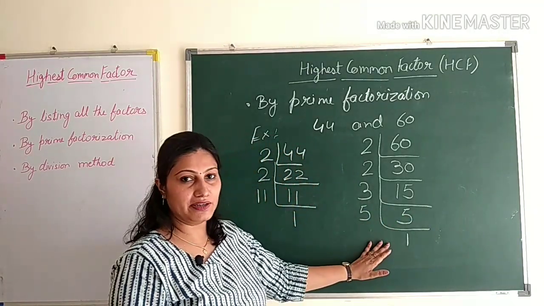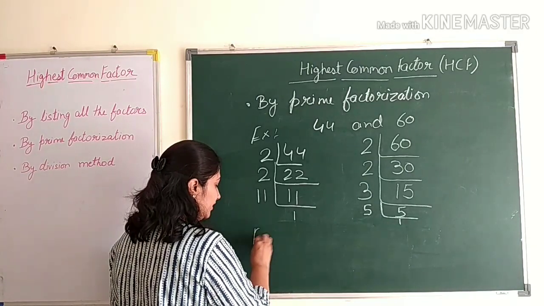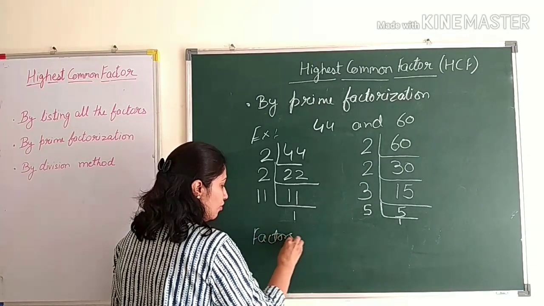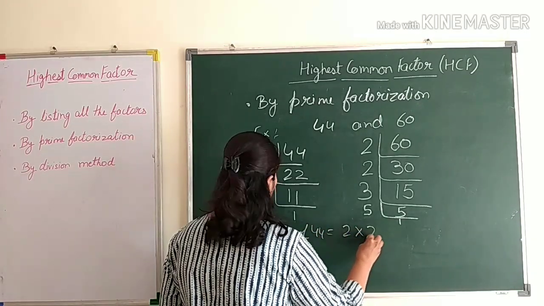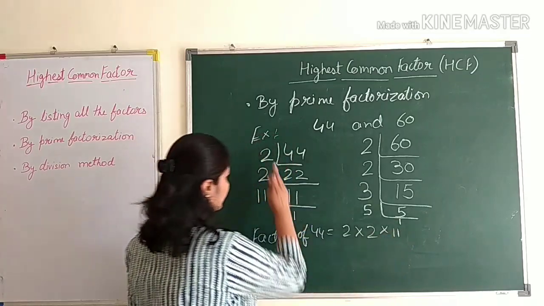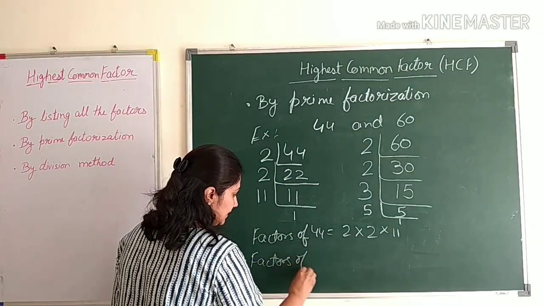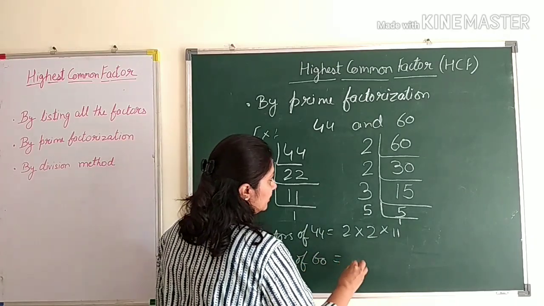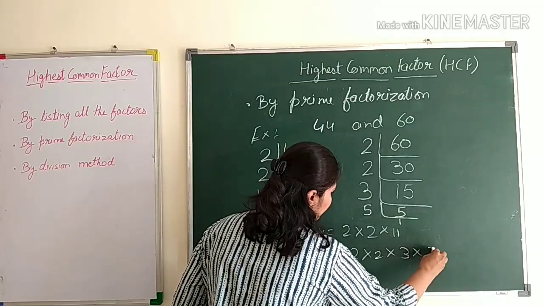So these are the factors of 44 and 60. We'll write down the factors of both the numbers. Factors of 44 are 2 into 2 into 11. And the factors of 60 are 2 into 2 into 3 into 5.